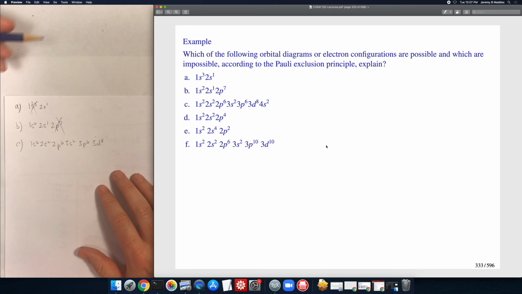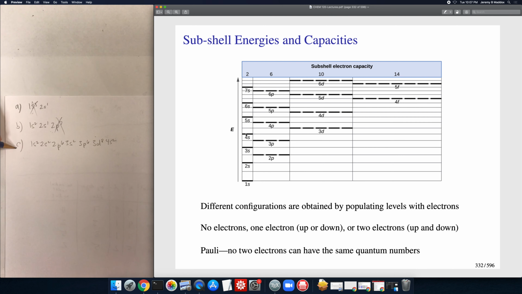And then finally 4s2, 2 electrons in a 4s orbital. You have a single 4s orbital, and it can hold at most 2 electrons. So this is a valid electron configuration. There's nothing wrong with this electron configuration.